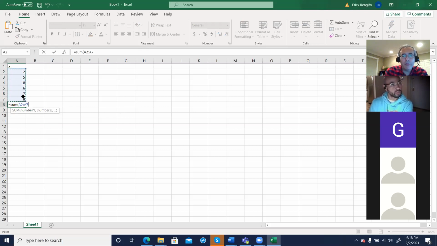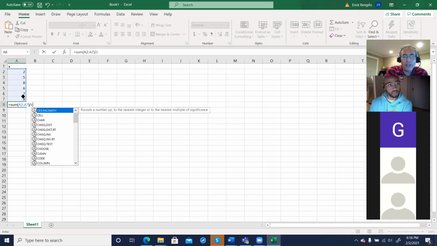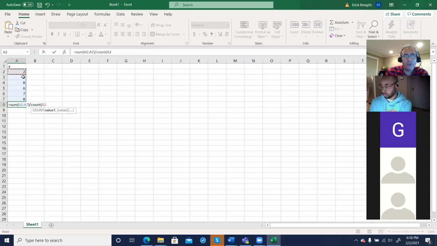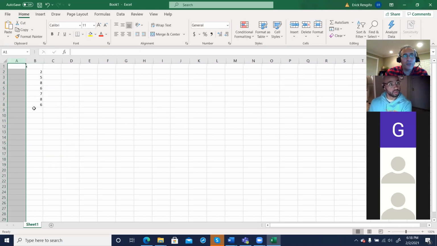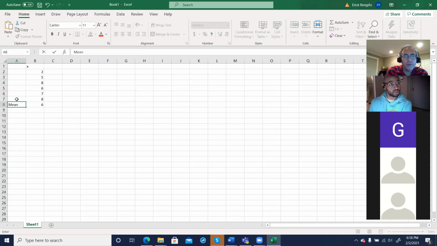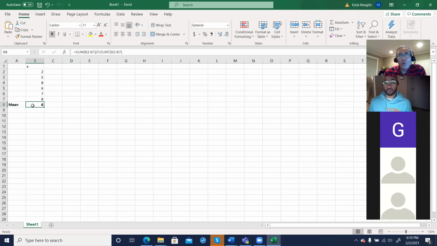So my mean is simply the sum of all these numbers divided by the number of observations. Count simply counts the number of observations. You agree? Of course, you can use the Excel formula average, and then you get the average also. Okay? So don't stress with the formulas here, just take a look at what happens. So what is this 6, guys? It's basically where the numbers are more clustered together, okay? That's the meaning of the mean.